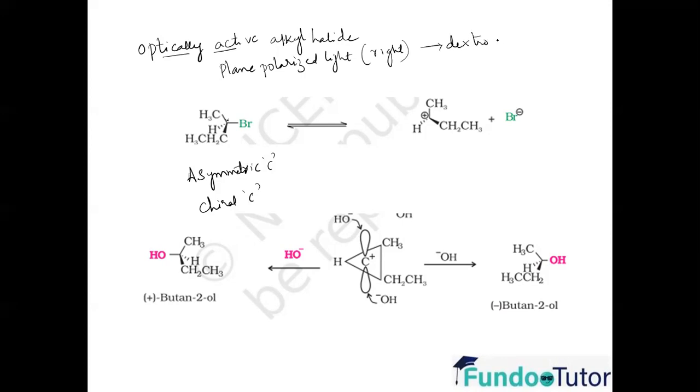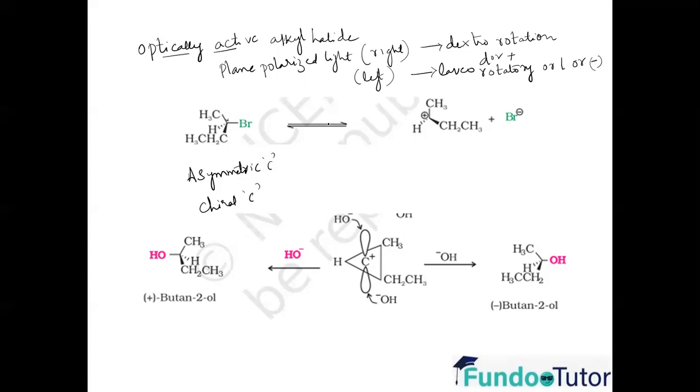D form or plus. If it rotates the plane polarized light towards the left, then it is called levorotatory or L form or minus. It's represented by minus.